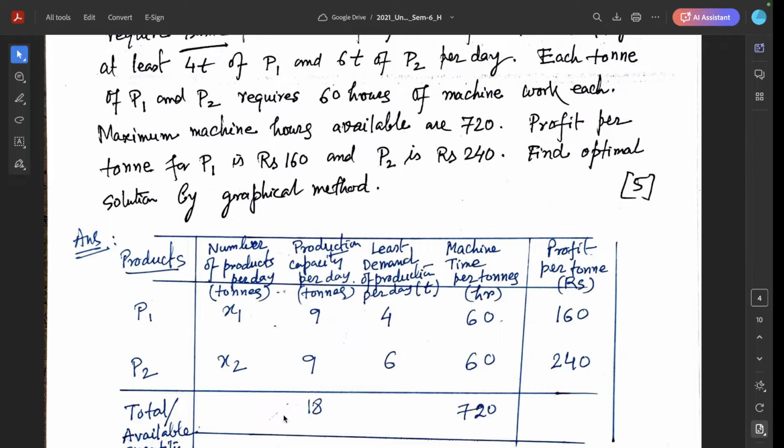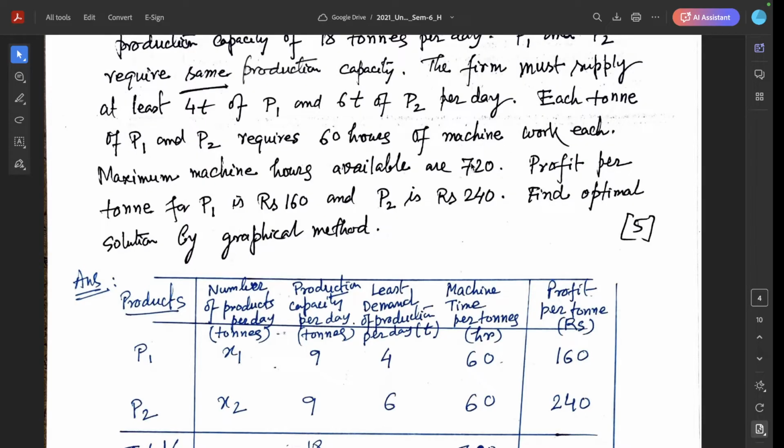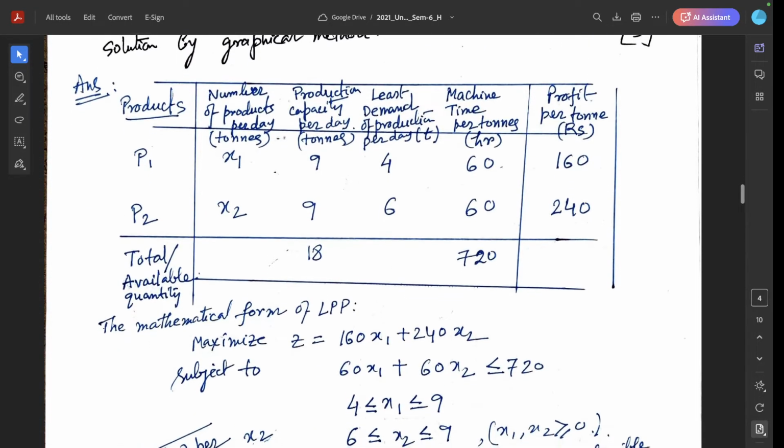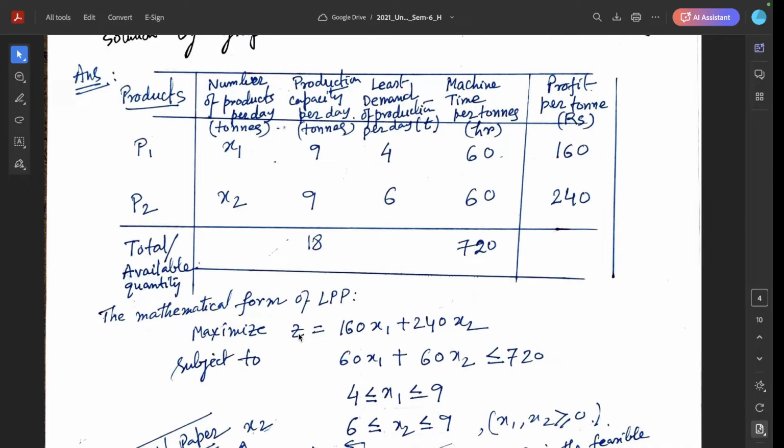Total production capacity is 18 tons per day, and the total machine time given is 720 hours. And we construct the mathematical model of this LPP: maximize Z, the profit, 160 x1 plus 240 x2.